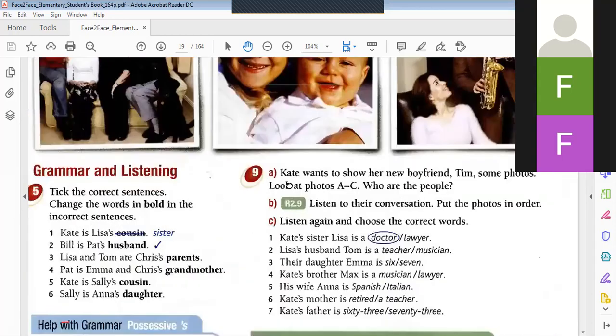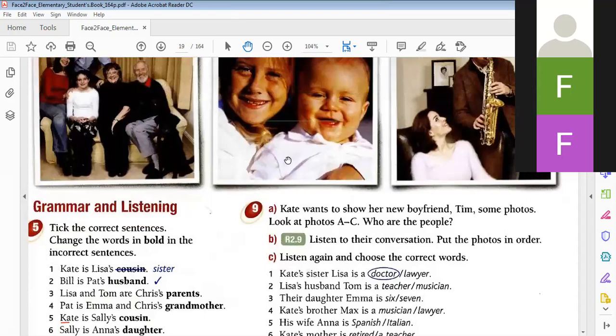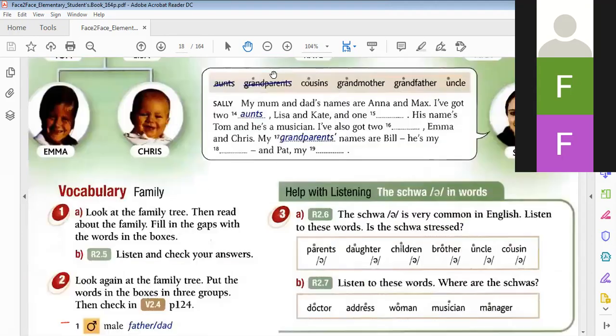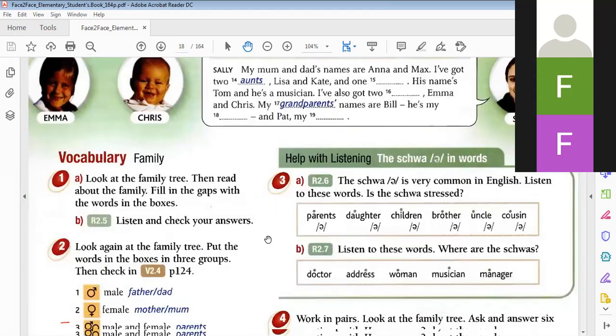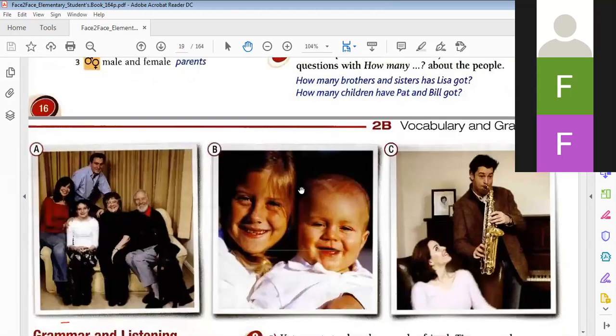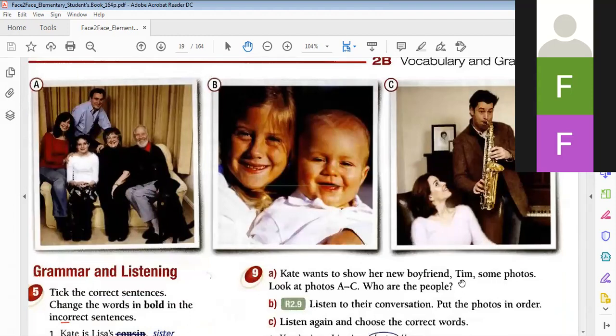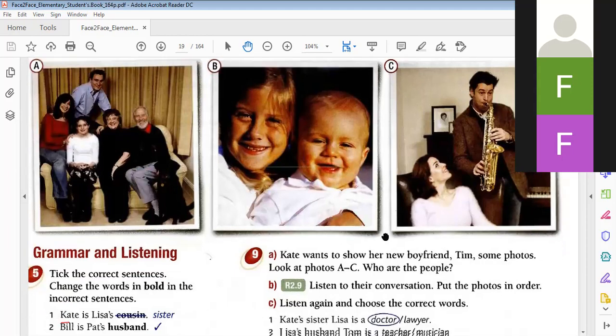So, remember Kate? Kate, yeah. Do you remember Kate? Is she married, Kate? Divorced. She's divorced. Yeah, she's divorced. Okay. So here, Kate, she met a new boyfriend, Tim. So, she met a new man. His name is Tim. Okay, so she wants to show her new boyfriend, Tim, some photos of her family, okay? So she wants to introduce Tim to her family.